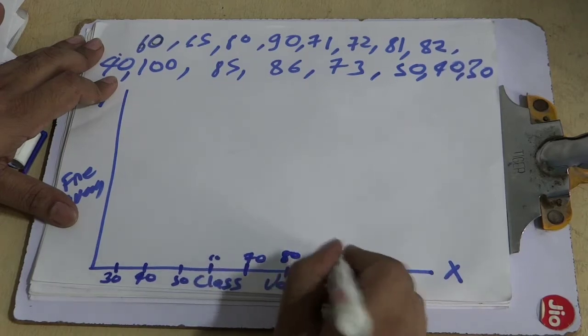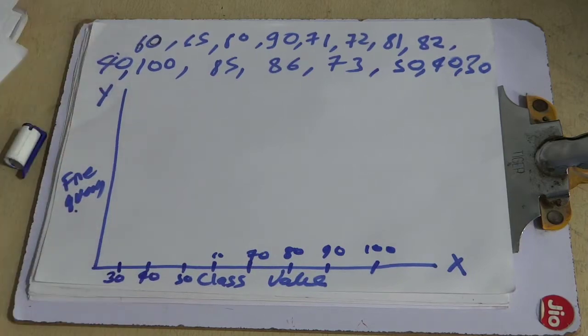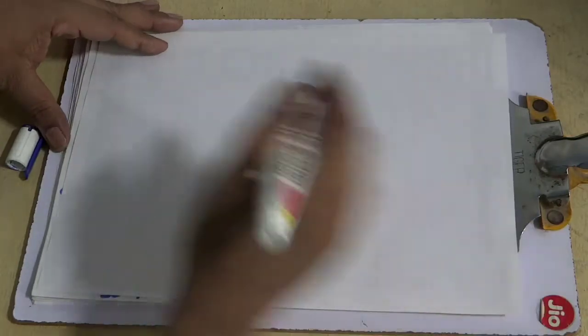This is 60, 70, 80, 90, this 100. Okay, now one more question is there.